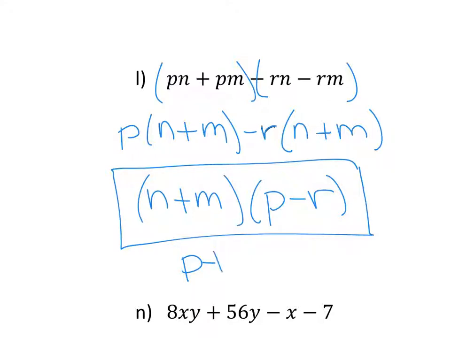You could write them p minus r and n plus m, and that goes for any of these because these two binomials are being multiplied together. Remember, multiplication is commutative, which means it doesn't matter which order you multiply numbers or terms together. So you could write them either way. Go ahead and finish up the rest of these and be careful, watch those negatives.